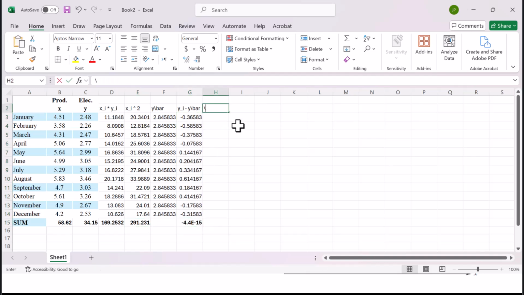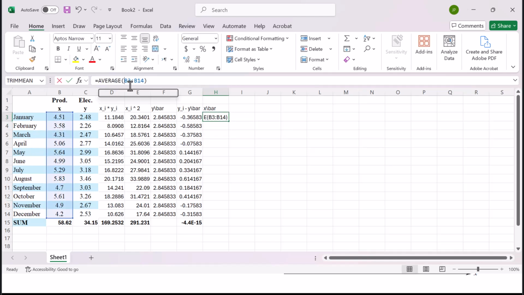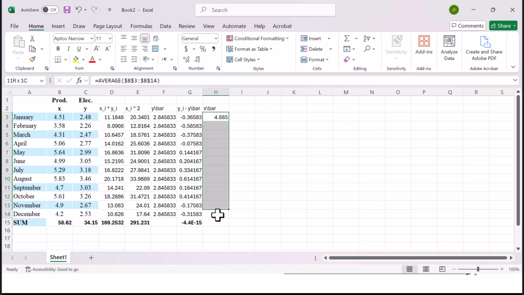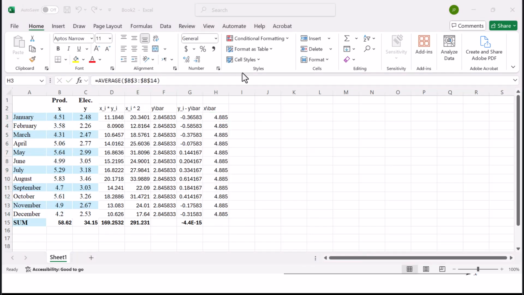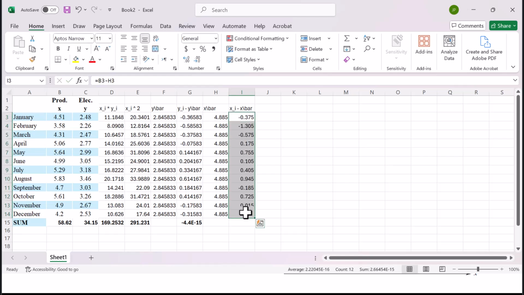And next, I need to go for x bar. X bar is the average, right? So it's equal to the average of all values of x. And again, I'm gonna fix these things using the dollar sign. Then the average of x, and then here xi minus x bar. Xi, each value of x minus x bar. This one we will sum up together, and we will paste this one here.